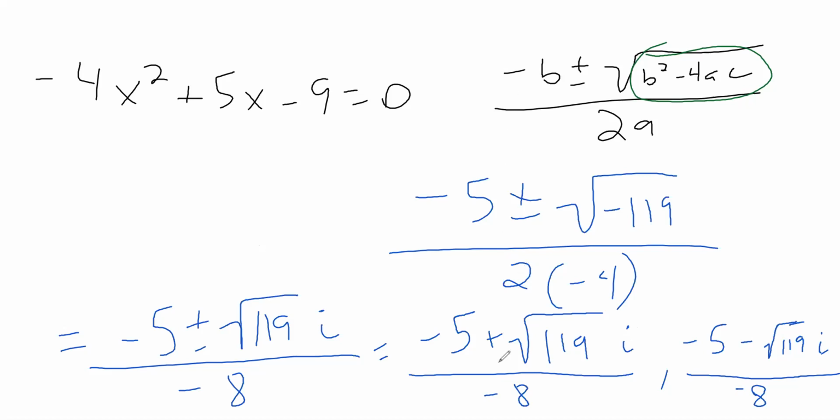The only thing we could maybe do is recognize that the whole bottom is negative. It's a negative 8. So if you wanted to go the extra mile, you could flip the signs on everything. If I made that positive 8, basically I can multiply the top and bottom by negative 1. That would make this positive 5. That would make this actually a minus here. And then in general, you don't need to put positive numbers like that. So you could just say it's 5 minus the square root of 119i.